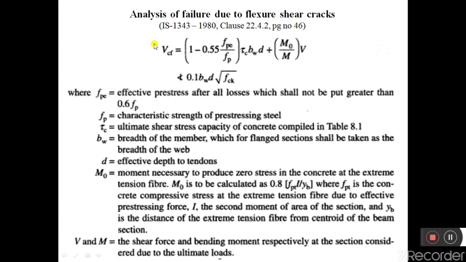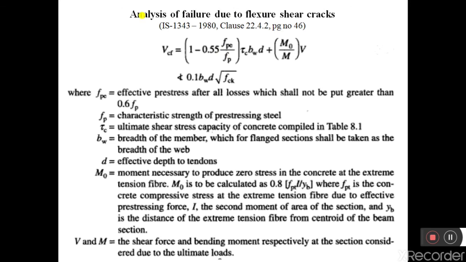Okay, so the previous one was the formula used to calculate the ultimate shear resistance or ultimate shear strength of a prestressed concrete member when it is subjected to web shear cracking. And there is one more failure, that is failure due to flexural shear cracking. So what will be the ultimate shear strength or maximum shear capacity of a prestressed concrete member when it is subjected to flexural shear cracks? So, analysis of failure due to flexural shear cracks.